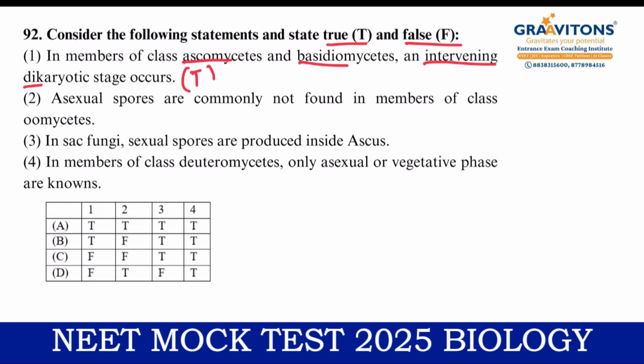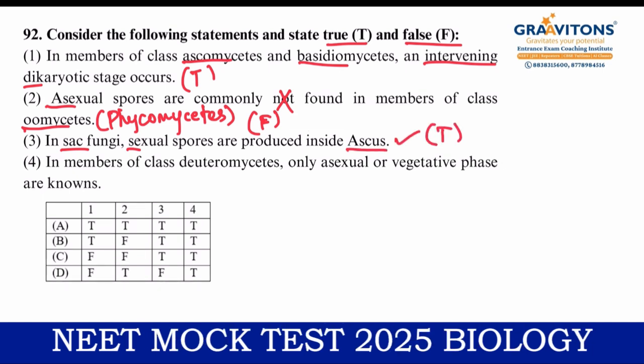And second statement, asexual spores are commonly not found in the members of class Oomycetes. This is wrong. It is found. And Oomycetes are nothing but the other name of the class Phycomycetes. So second statement will be false. Third statement, in sac fungi, sexual spores are produced inside ascus. This is correct. So the statement is true.